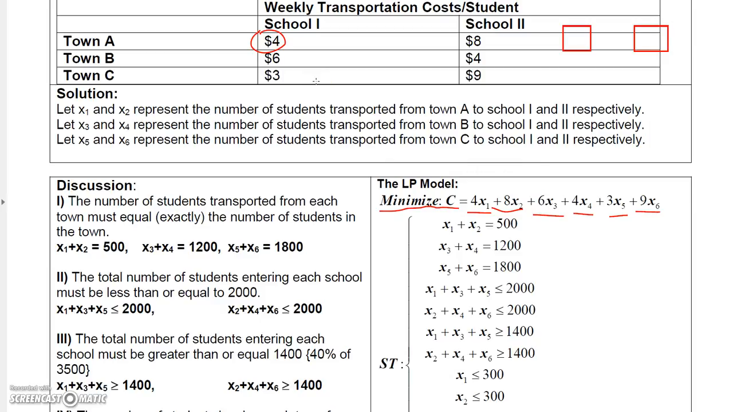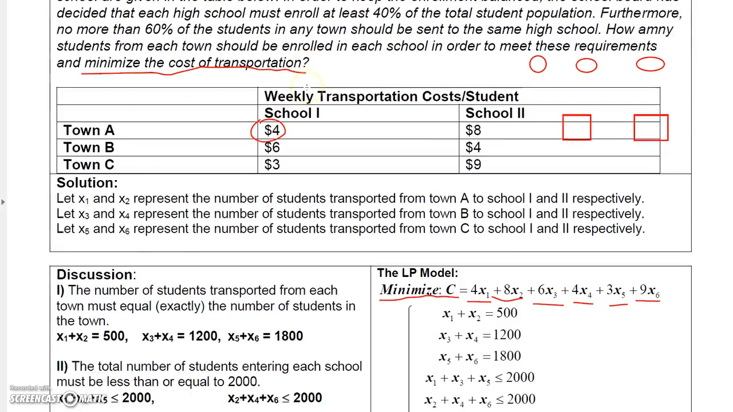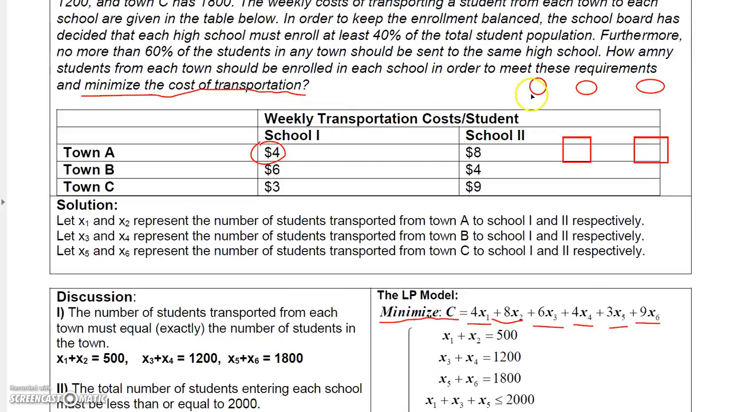Now, this problem, hopefully you did read it. You saw that we know exactly the number of students in each town. We know town A has exactly 500 students. Well, if it has exactly 500 students, then the number of students that get bussed out of here must equal 500. Well, that would be x1 plus x2. It has to equal 500.